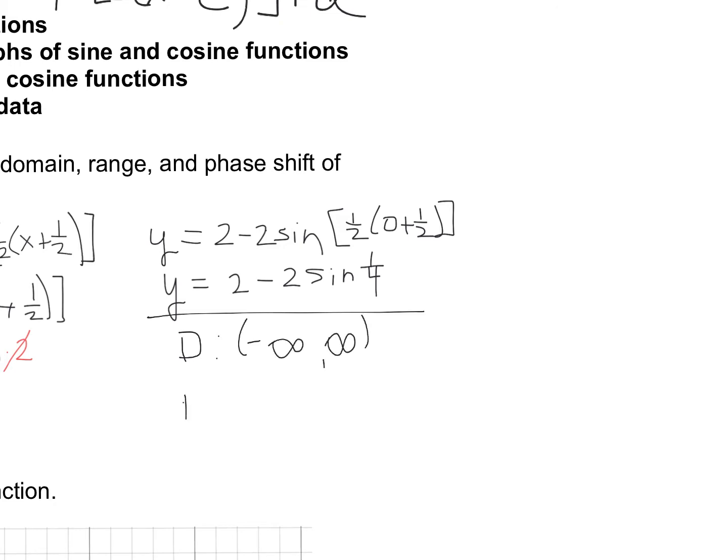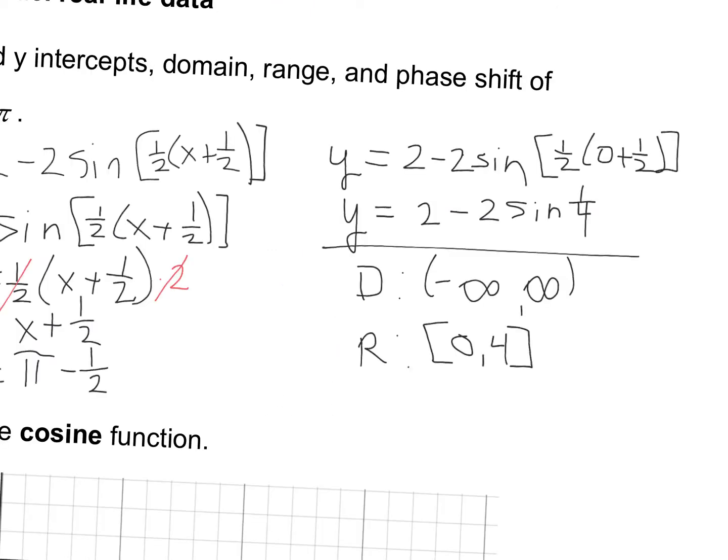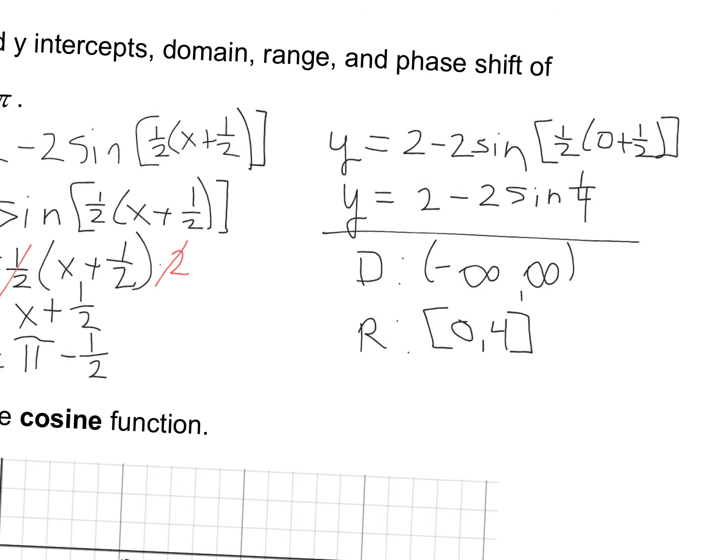And for the range, without graphing it, we look at that and say, okay, my vertical shift is 2. So I would have my dotted line, my midline, at 2, and then our amplitude is 2, so that means I go up and down from 2. So my least value would be 2 less than 2, which is 0, and then 2 more than 2, which would be 4. And then lastly, I'm just going to put PS.